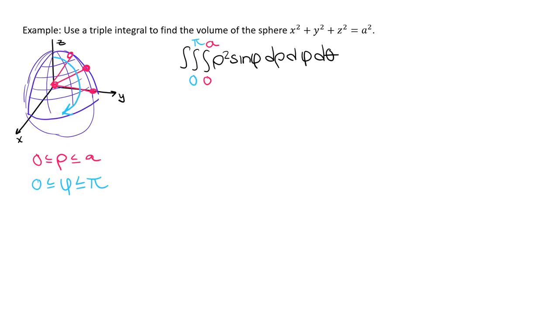The phi values, if we're talking about an entire sphere, so we start at the positive z-axis. To get the entire sphere, I have to go all the way down to the negative z-axis. So my phi values are 0 to pi. And then my theta values are 0 to 2 pi. So then I'm going to sweep that all the way around to get the sphere. So theta is 0 to 2 pi.